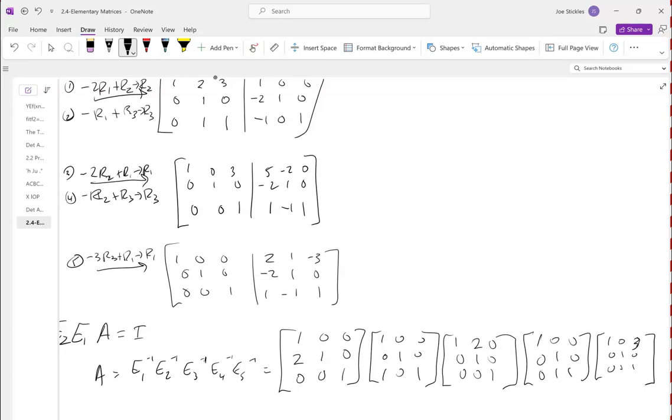Good news is that you can always check your answer, right? You could multiply those five things back together and see that you get A. Not saying it would be fun, I'm just saying you could.